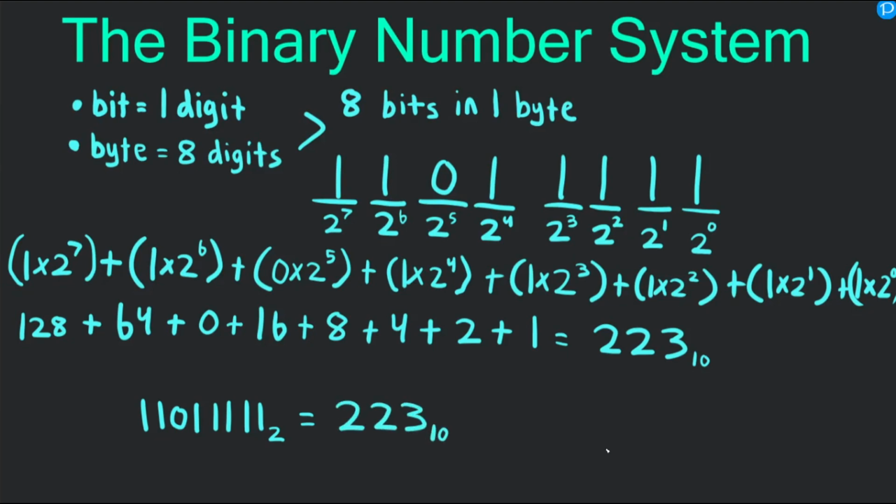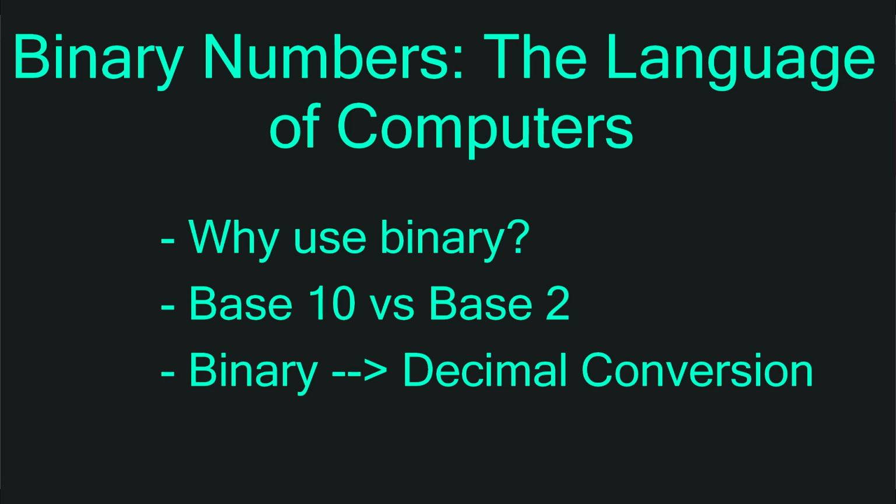That's all for examples of conversion. Let's briefly review the topics we covered in this video. Why use binary? We use binary numbers because computers store information in simple on or off signals, which can be represented by zeros and ones.